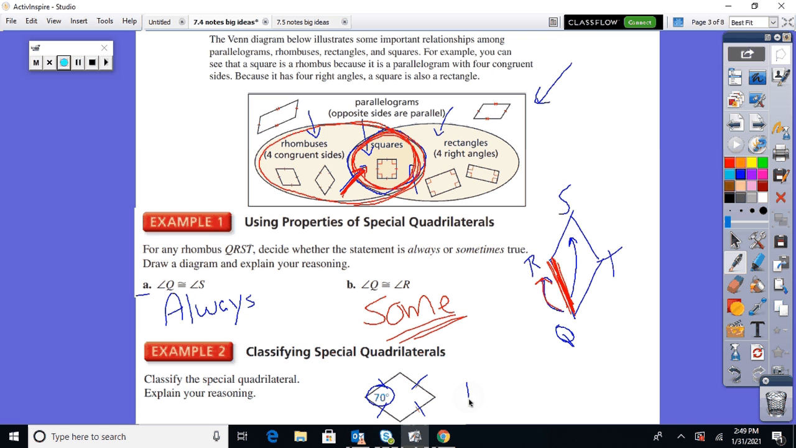So to classify this as specific as possible, we would say this is a rhombus, which of course implies that it's also a parallelogram and a quadrilateral, but you can just go as far down the list as you can go is an answer. When you call it a rhombus, it's implied that it's also a parallelogram. Cool.